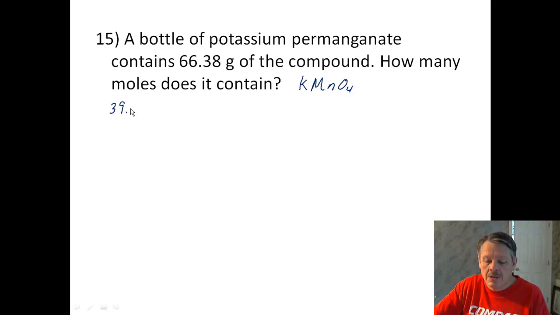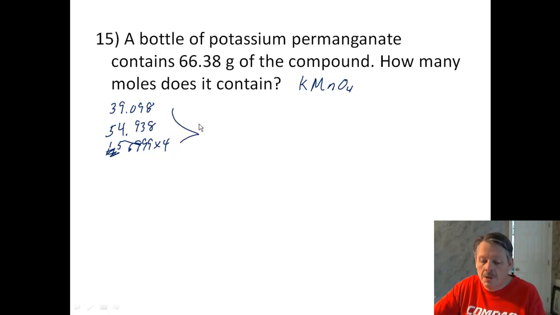So potassium is 39.098. Manganese, this is not magnesium, this is manganese. Manganese is 54.938. And oxygen is 15.999. I have to multiply it by 4. So I multiply and add the whole thing up. I get 158.032 grams per mole.